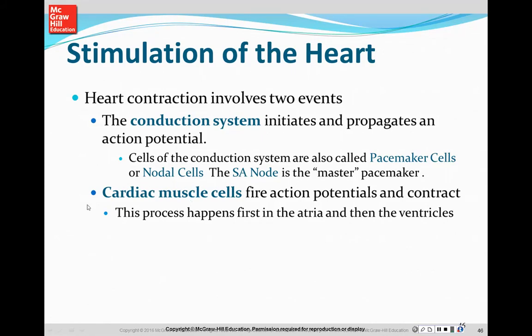Then eventually those pacemaker cells have to somehow tell the cardiac muscle cells that actually contract to contract. And they're both going to involve electricity called action potentials, which we'll look at. The cardiac muscle cells that contract, this process first happens in the atria and then spreads to the ventricles, and that's how we want blood to flow, right? So that makes sense.